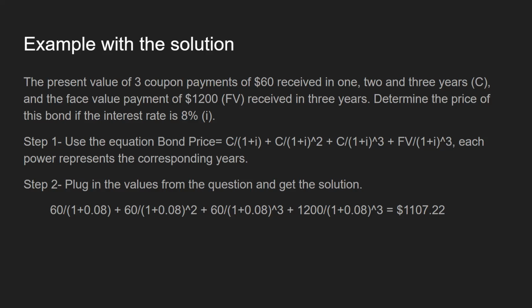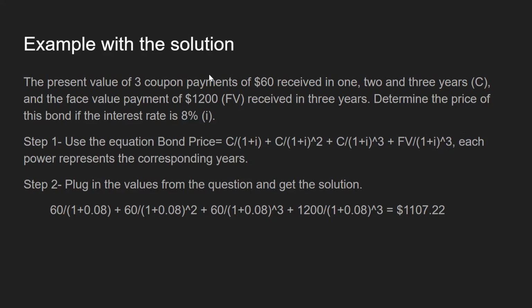So step one, you use the equation bond price equals C divided by 1 plus I, plus C divided by 1 plus I to the power of 2. So, and then each corresponding year will be to the next power. So 3 years will be to the power of 3. And your face value is always to the greatest power. So in this case, it's to the power of 3.